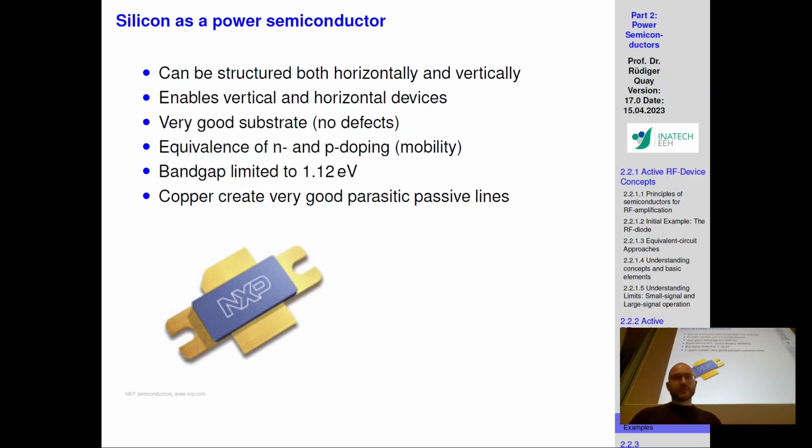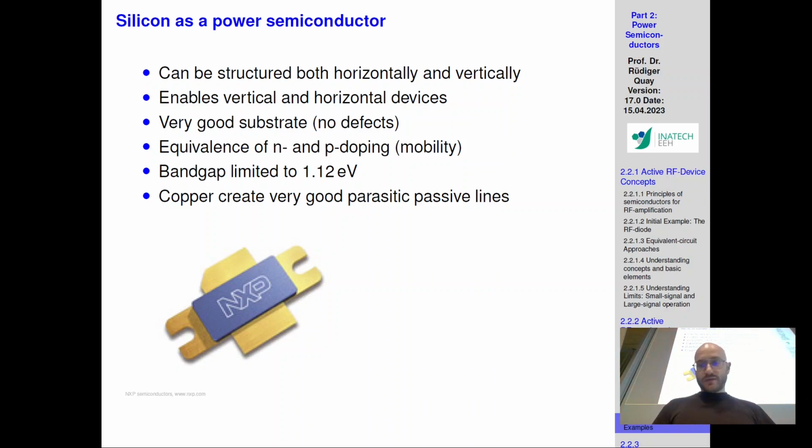We discussed some types of semiconductor devices, both vertical devices, BJTs, and horizontal devices, FETs. HEMTs or MHEMTs from GaAs have been shown in the past few slides.